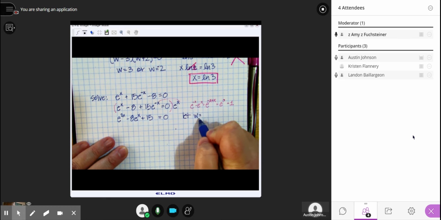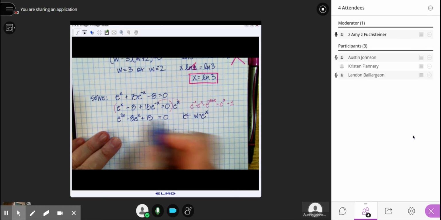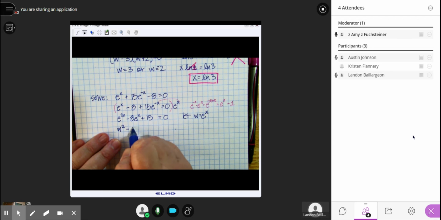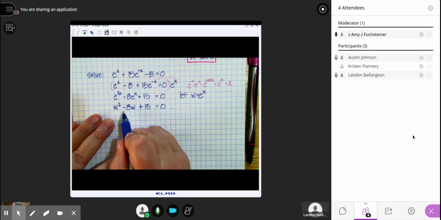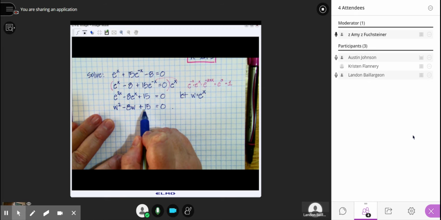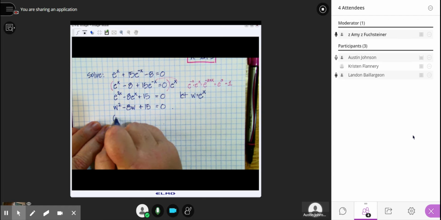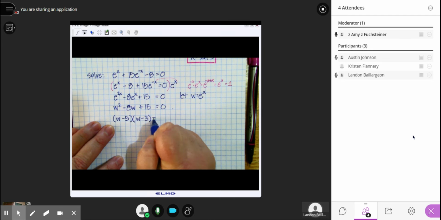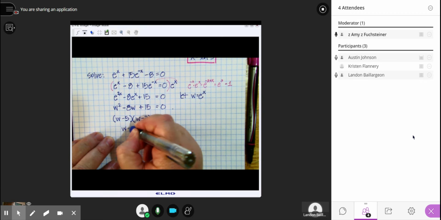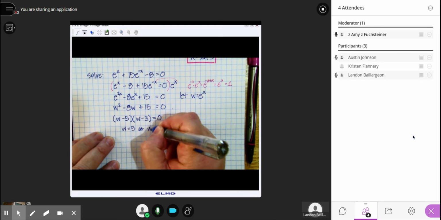And I can do the same. Let w equal e to the x. W squared minus 8w plus 15 is equal to 0. Are there any two numbers that multiply to give you a positive 15, but add to give you a negative 8? So this is w minus 5, w minus 3. So w could be 5, or w could be 3.